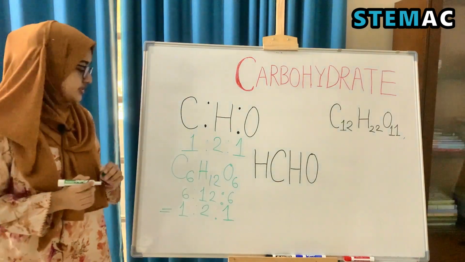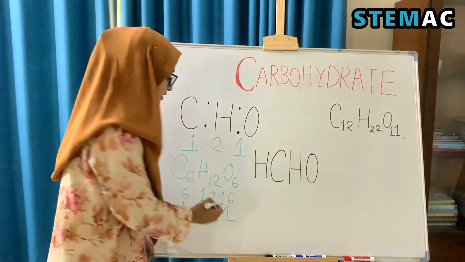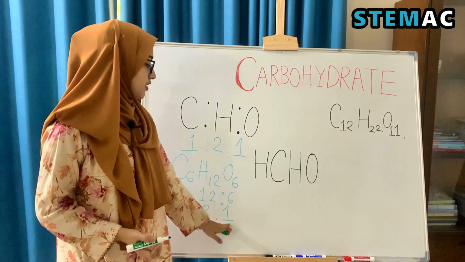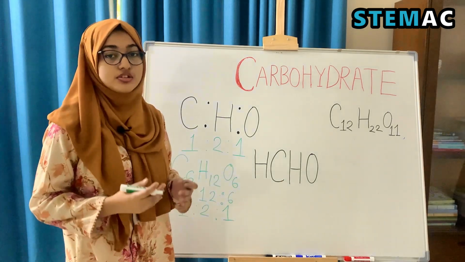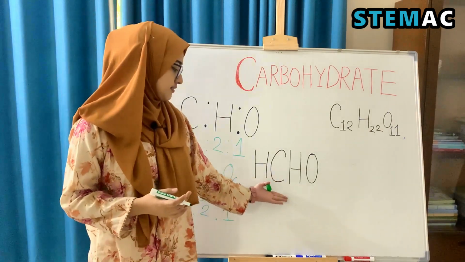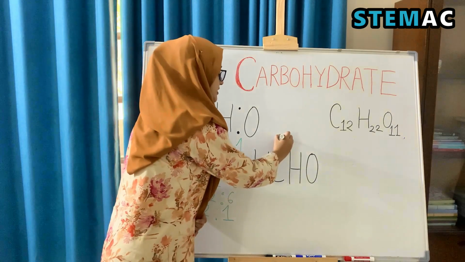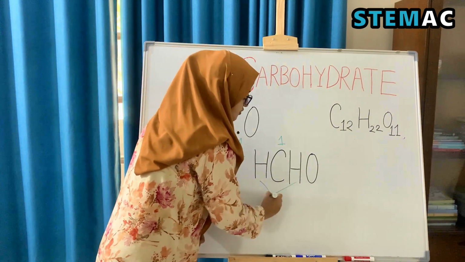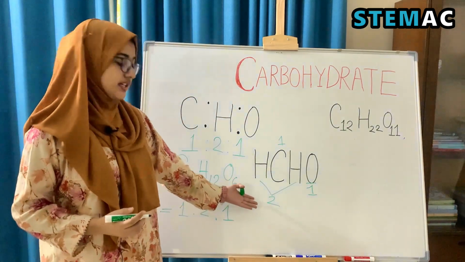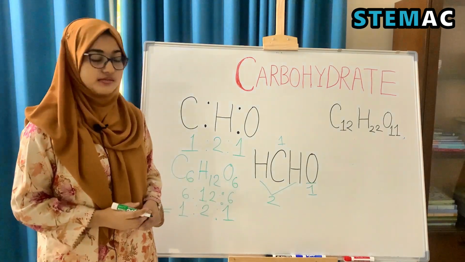Now another point we have to keep in mind is that a molecule having the ratio of 1:2:1 of carbon, hydrogen and oxygen will not always be a carbohydrate. For example, we can talk about formaldehyde. Here we can see 1 carbon, 2 hydrogen and 1 oxygen. So the ratio here is also 1:2:1, but this is not a carbohydrate.